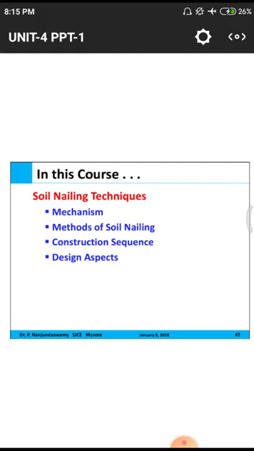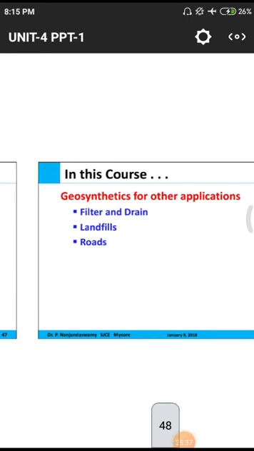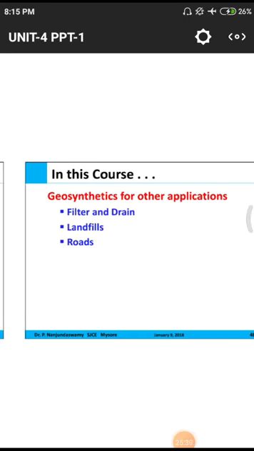Next one, methods of soil nailing. Different methods which are used for soil nailing purposes, the construction sequence, how they do this sequence of construction, and aspects, and geosynthetics for these applications.